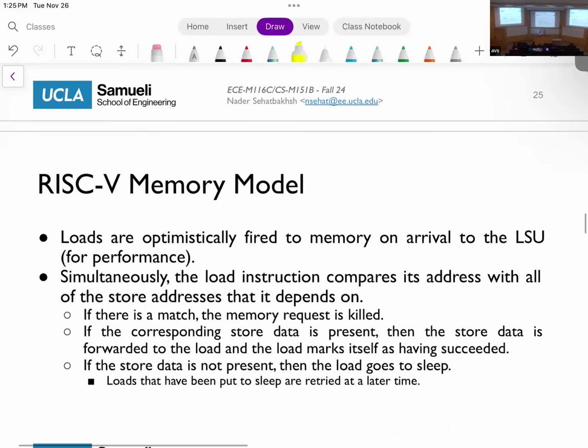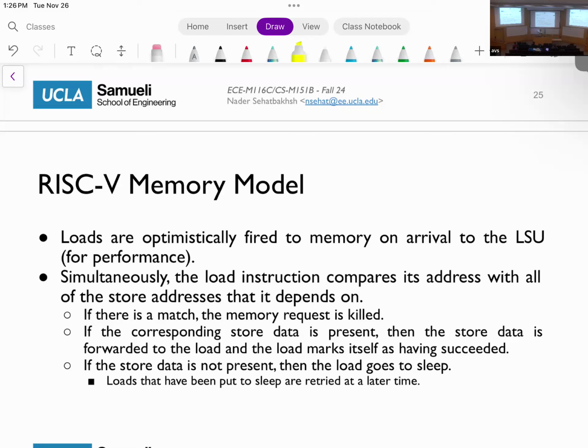So essentially, in the RISC-V memory model, we are firing or issuing loads before stores. Okay, so as soon as they hit the load store queues, we issue them to the memory. Okay, what will happen is that we search through the LSUs. So once the memory comes, we issue it right away. We then search LSU.